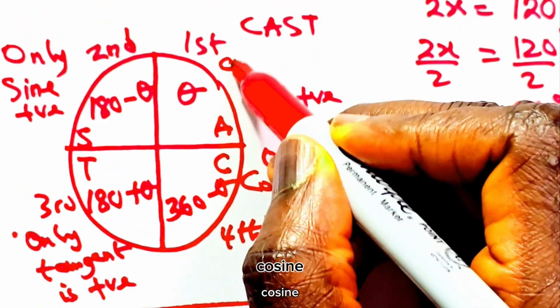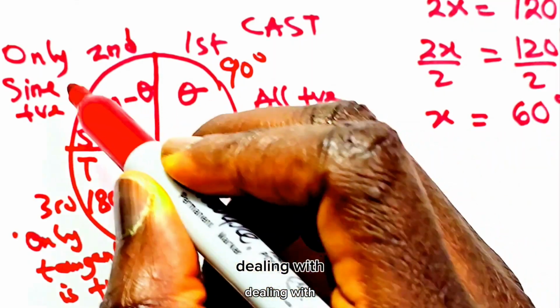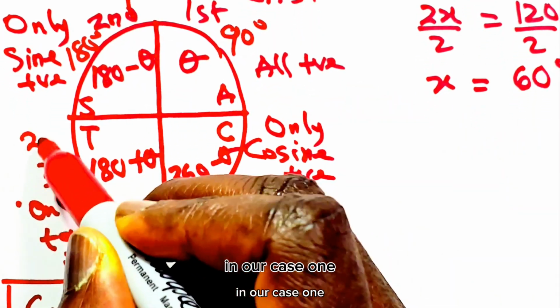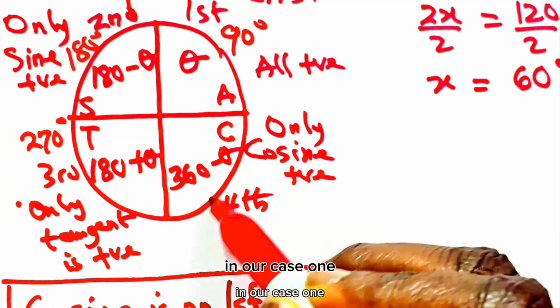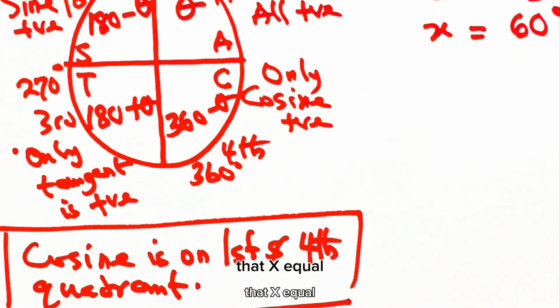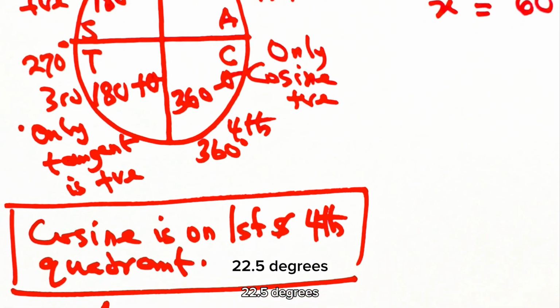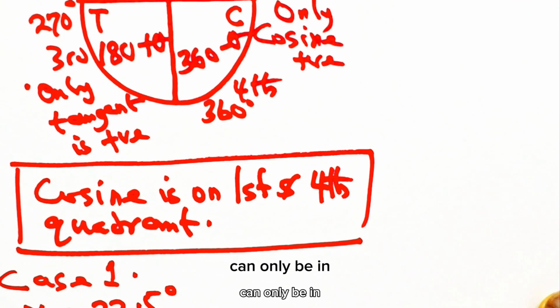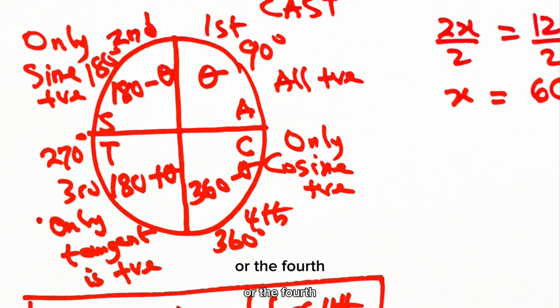So 180 degrees is on, okay, let me put this like this. The first quadrant is going to be under 90 degrees. The second quadrant is going to be under 180 degrees. The third quadrant is going to be under 270 degrees. The fourth quadrant is going to be under 360 degrees. Fine. And now we are dealing from 0 to 180. That means we are going to consider the first and the second quadrant.